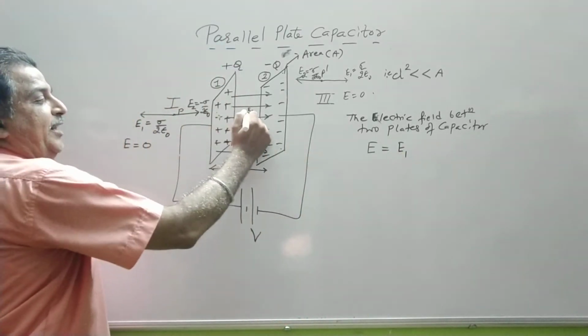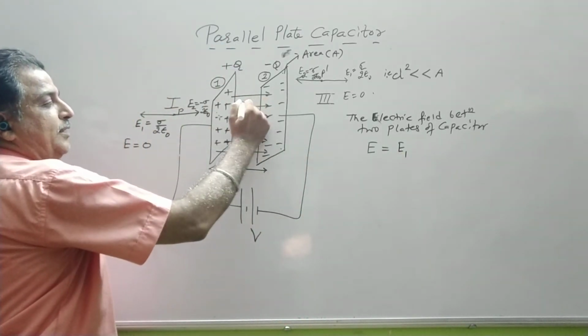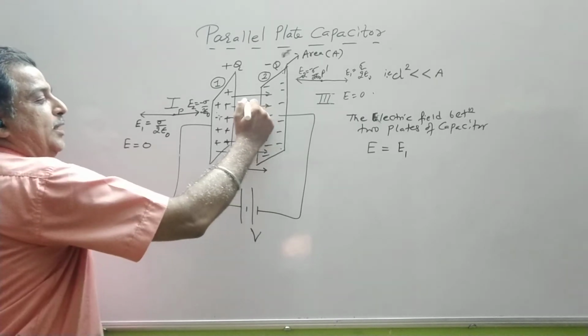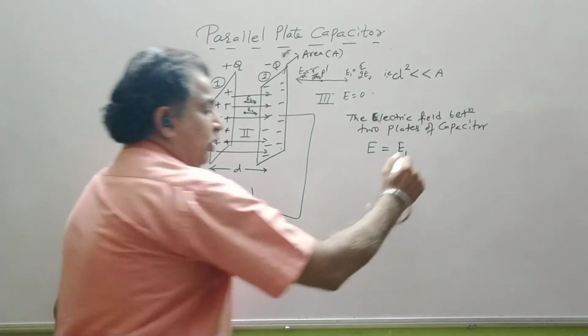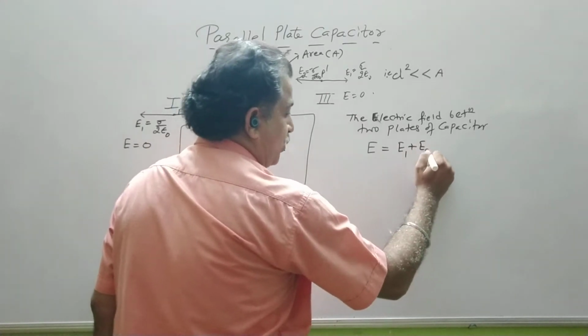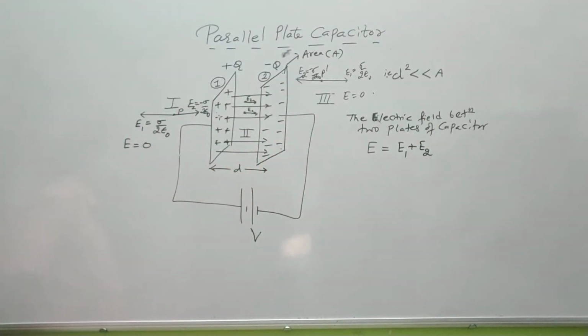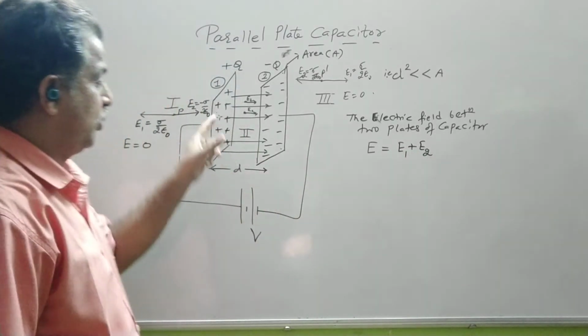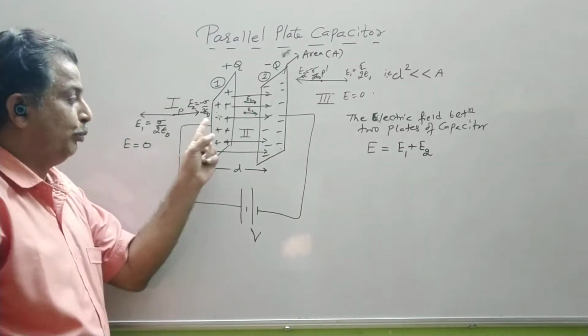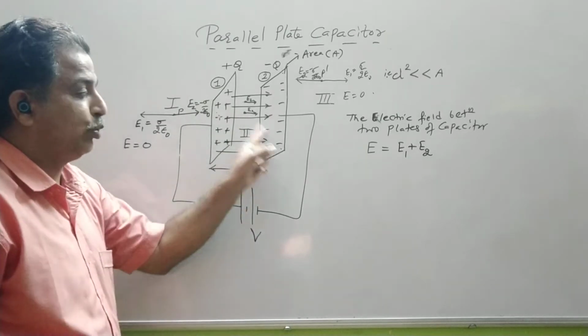And the electric field intensity at the same point due to this negatively charged plate is also in the same direction. Let it be called E2. So both are in the same direction, so we add E1 and E2. The direction of both fields, due to plate 1 and due to plate 2, is the same.